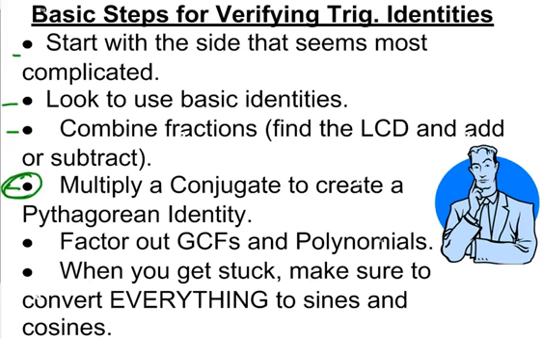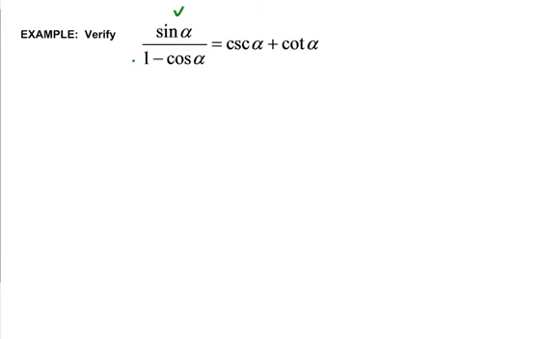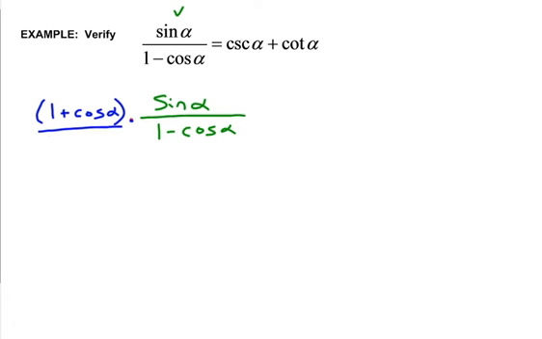This is where I want you to pay attention to what's going on. Multiply a conjugate to create a Pythagorean identity. As we said, 1 minus cosine of alpha is not a Pythagorean identity. However, it's very close to being one if it had another piece there. So what I'm going to do is take this sine of alpha over 1 minus cosine of alpha, and I'm going to multiply this fraction. I'm going to put it here, and I'll put it in blue just to show it's different. I'm going to multiply this by 1 plus cosine of alpha on the top and the bottom.